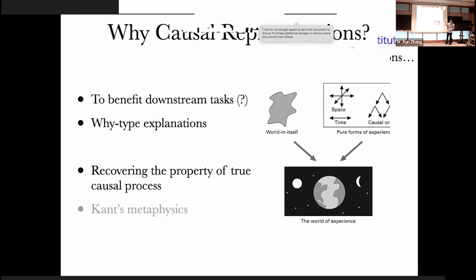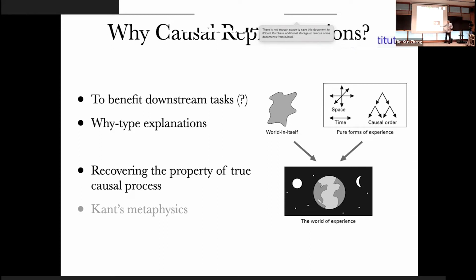The next one: why do we learn causality, or why do we learn causal representation? First of all, a lot of people say, oh, that can benefit downstream tasks. Yeah, usually the answer is yes, and people have given a lot of evidence. And some people say, oh, we want to answer why questions, we want to do intervention. Good. And some other people say, we want to recover the properties of the true process. Good. And even if you don't believe that's the case, in situations where you don't have to do interventions, a philosophical way to argue why we have to use causal representation was given by Kant.